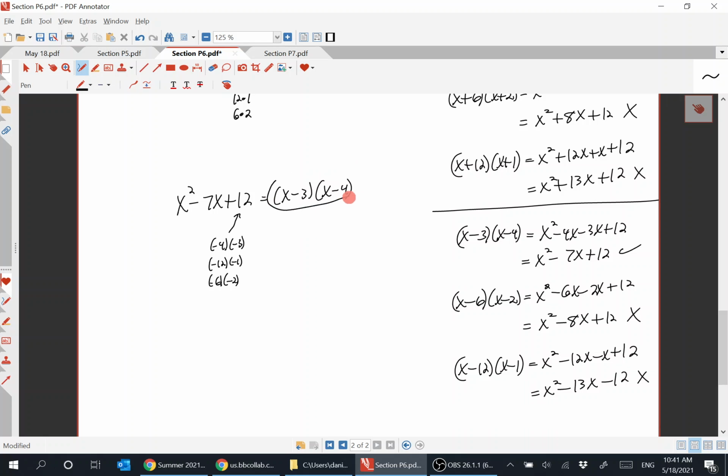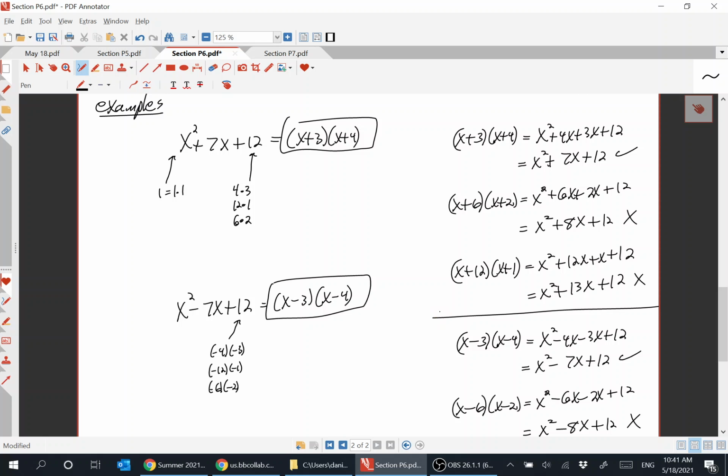It's a factored form because the final operation there is multiplication. There is addition, subtraction happening inside those parentheses, but those come before the multiplication, which is the final operation here.